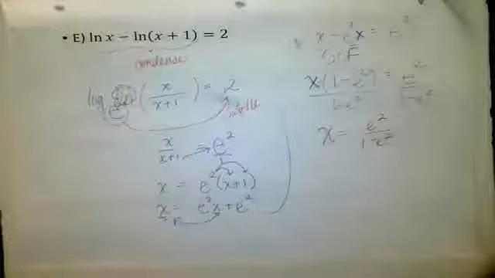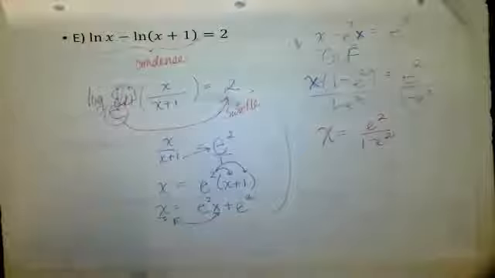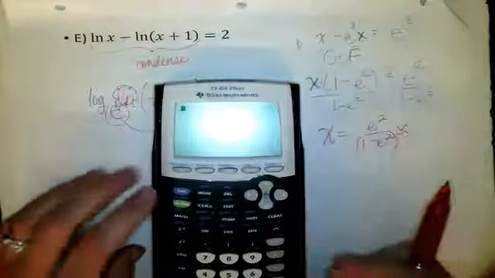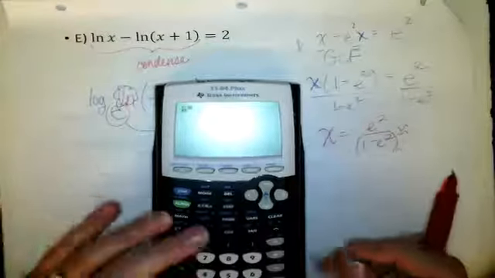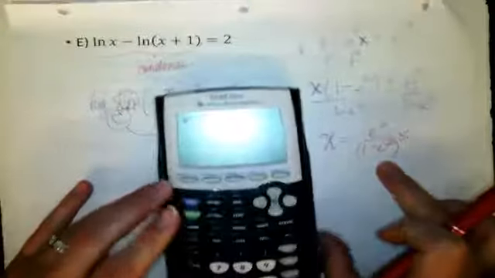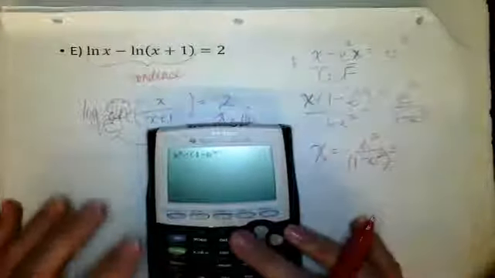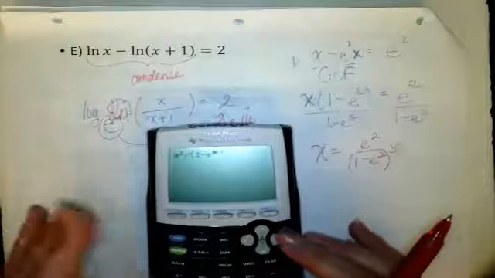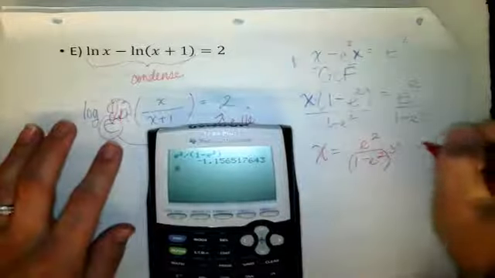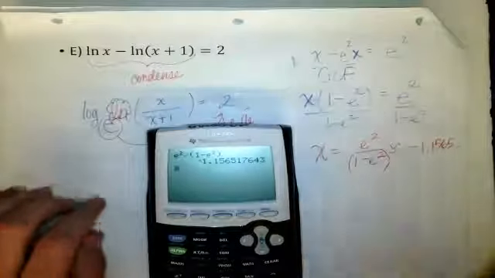Is this number going to work? We don't know. Can I approximate this number? I can type this number into my calculator. It is a number. So I'm going to do that. e squared divided by the entire 1 minus e squared. So make sure you use parentheses. 1 minus e squared. There we go. All right. It's negative 1.1565... Is that an answer that will work?